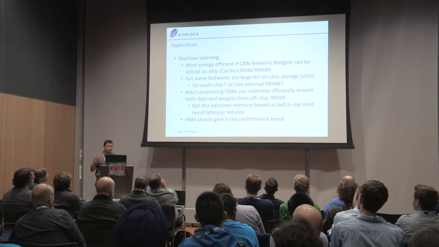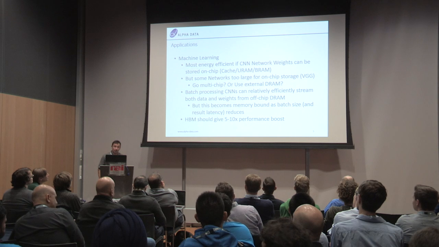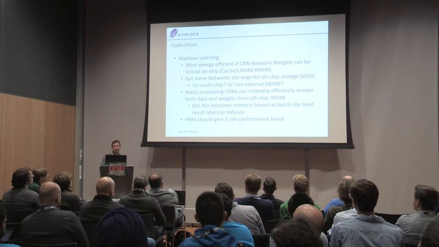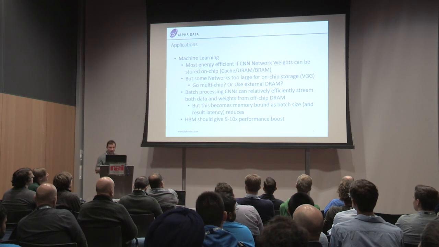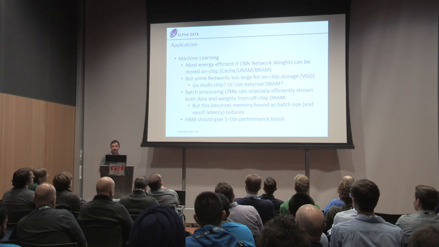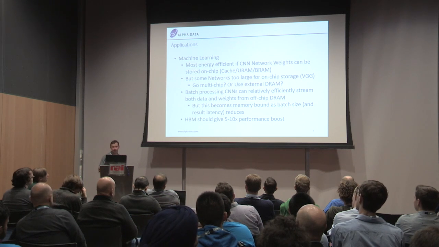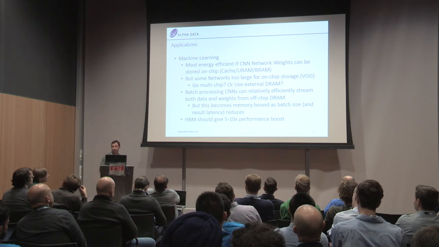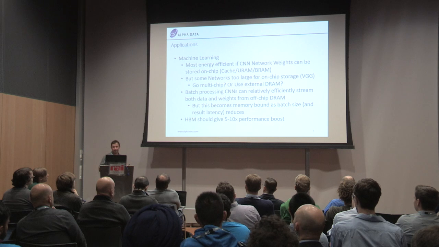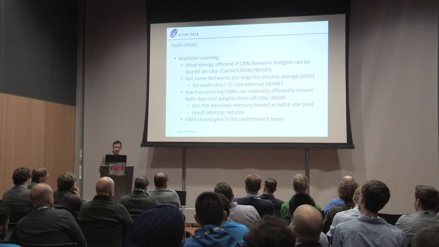So I'll move now on to some of the main applications that people are targeting FPGAs with. Probably in 2018, you couldn't have an FPGA talk without mentioning machine learning and artificial intelligence. These can be most energy efficient if you can keep your neural network weights within the chip, in your on-chip cache or your on-chip UltraRAM or block RAM. As soon as you move this data around, that's obviously, some of these can be very large, and that can be quite a high energy cost.